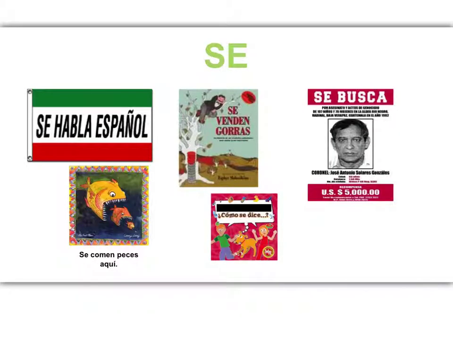So now we have the pleasure of adding in a third use of sé that is called sé impersonal. And I love to teach with examples before throwing rules at people. So here's some great examples of sé impersonal in use. Se habla español. Se venden gorras. Se busca. Ay, se comen peces aquí. Y, ¿cómo se dice? Which is a frequent question in Español. ¿Cómo se dice? All of these are good examples of sé impersonal being used correctly.